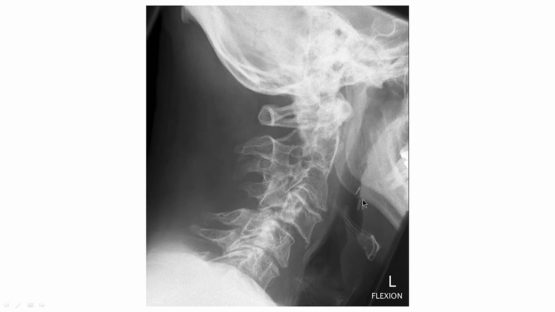Those are surgical staples. So there's the dens. See the dens? There's the anterior tubercle here. Okay, so here's the body of C2. Here's C3. Where's the disc space? What's going on here? This is a congenital block of C2 and C3. And this is not from degeneration.